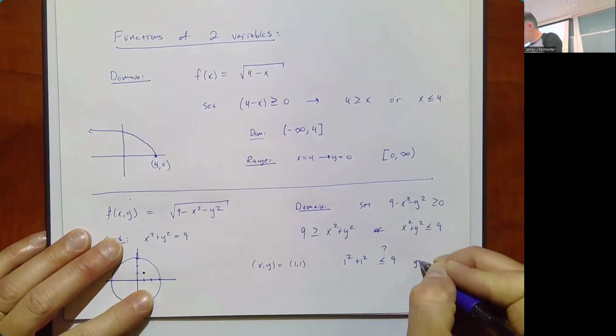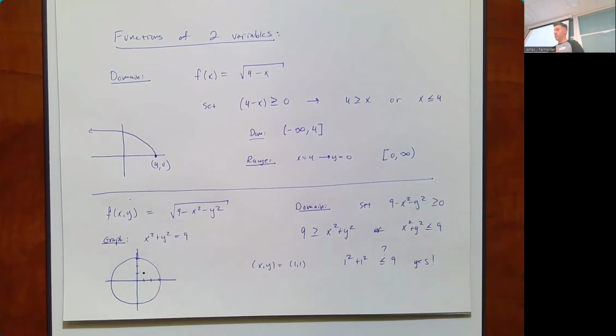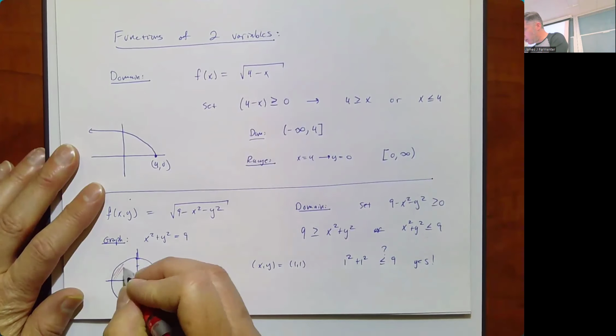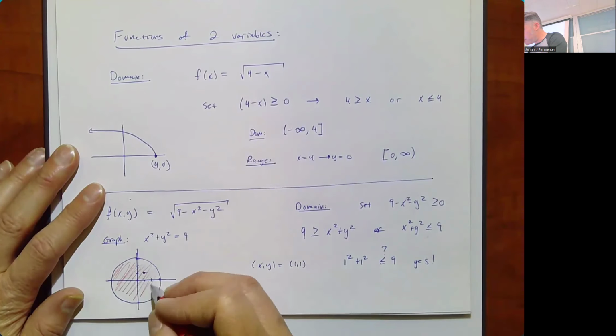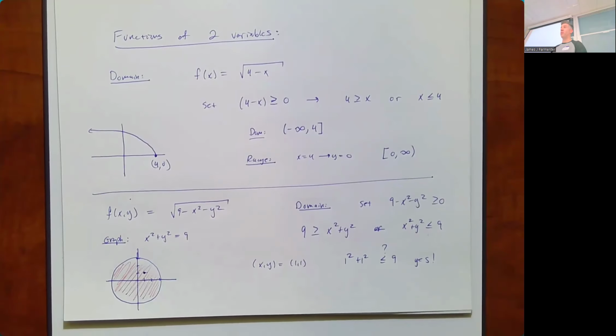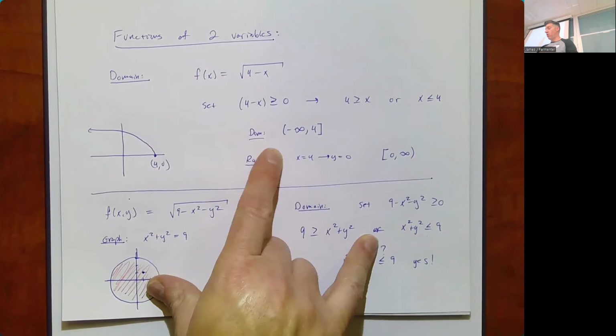Yes. So here's what that means for us. It means that that point there is in the domain, and every other point that is on this side of our circular boundary is also in the domain. So we're going to shade in the entire interior of the circle. And that's our domain.